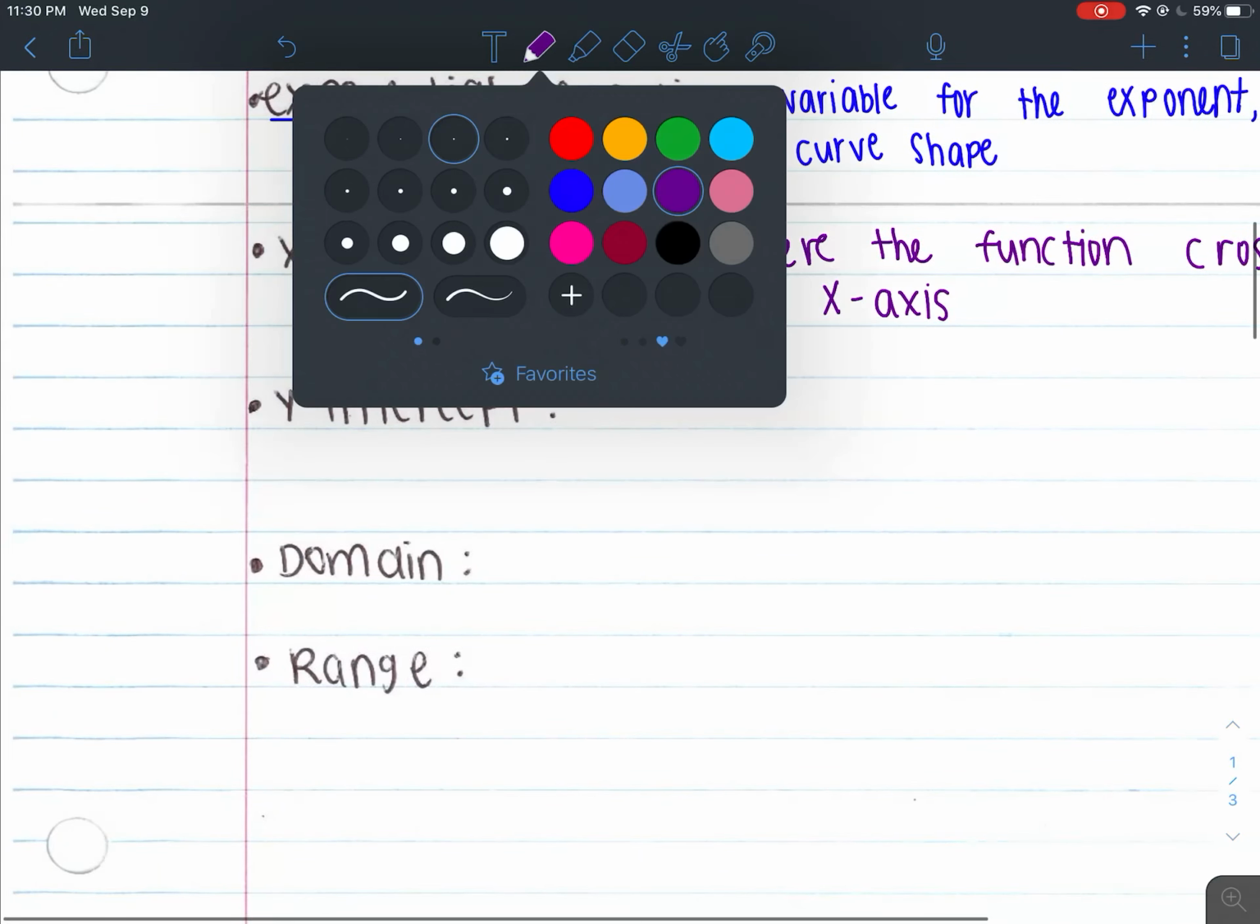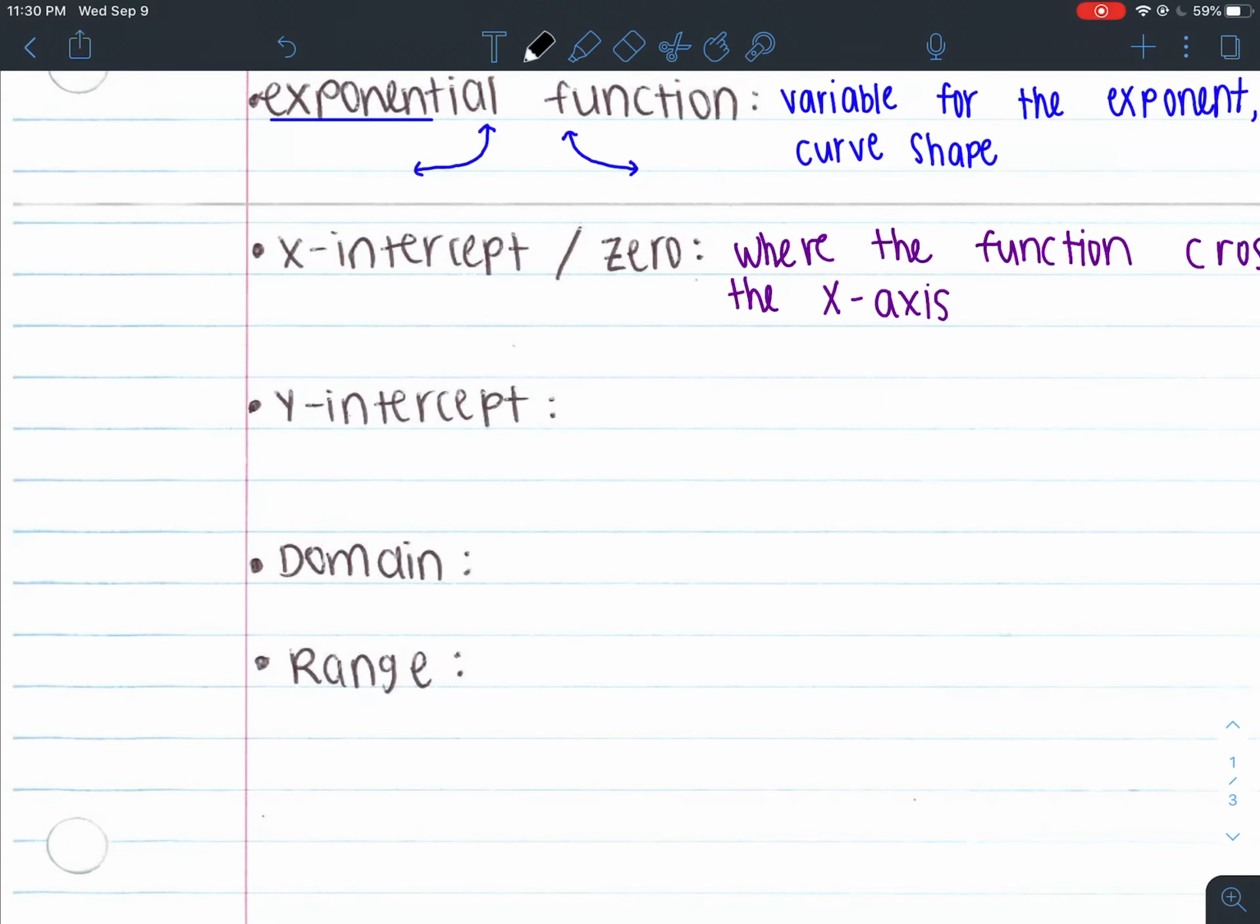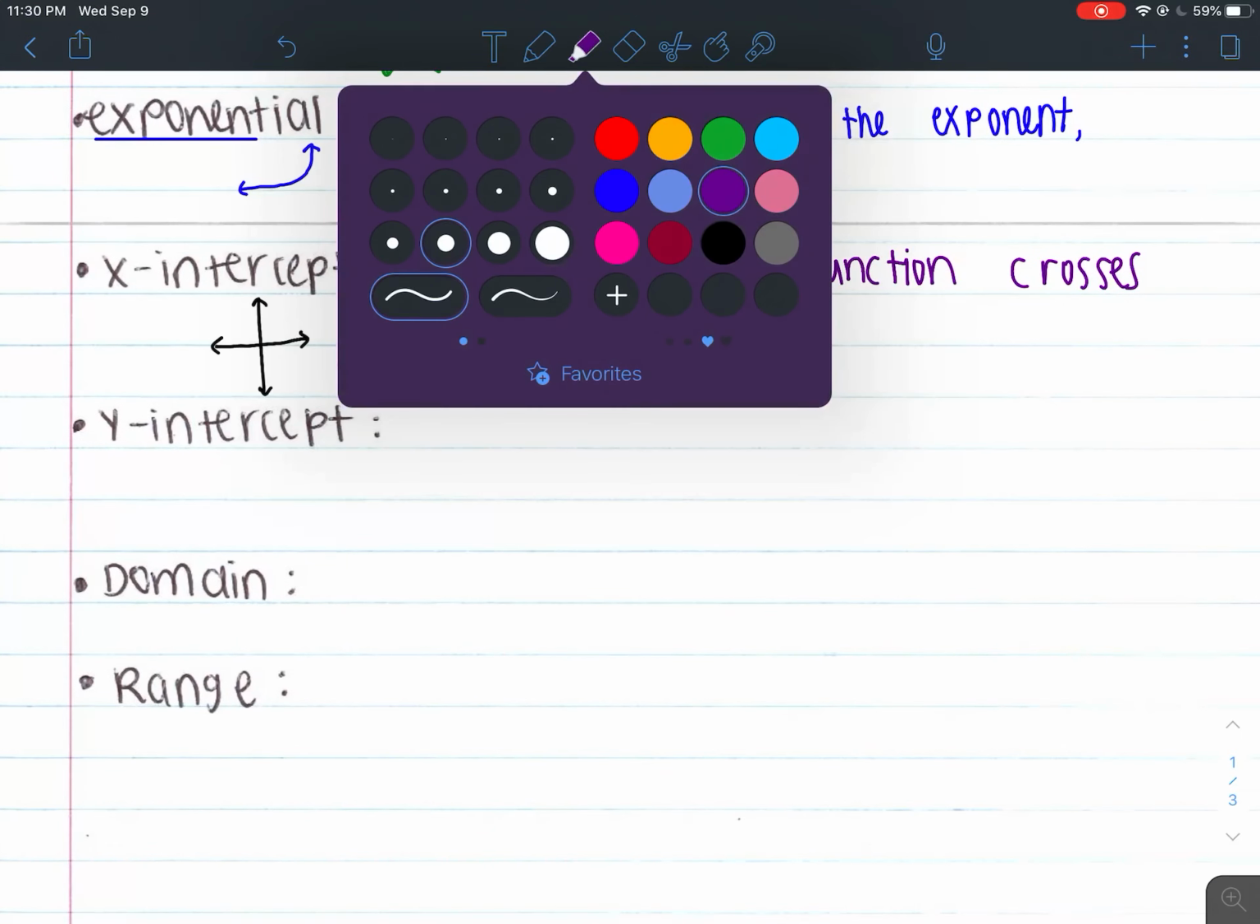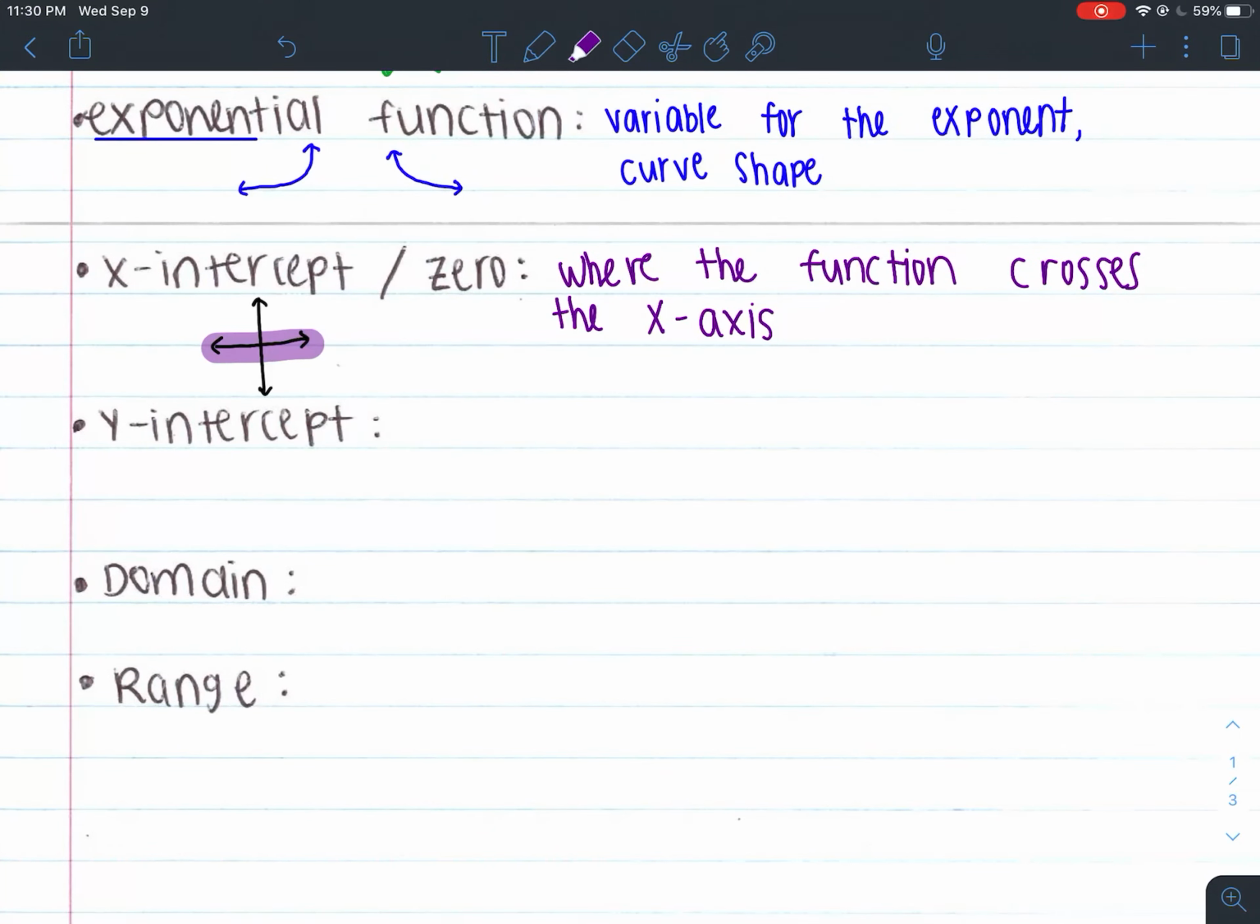So again, let's go ahead and review graphs here, right? If I have a graph like this, I have an x and y axis. It's going to be where it crosses the x-axis. So I'm going to go ahead and highlight the x-axis so we know, right? The x-axis goes horizontally.